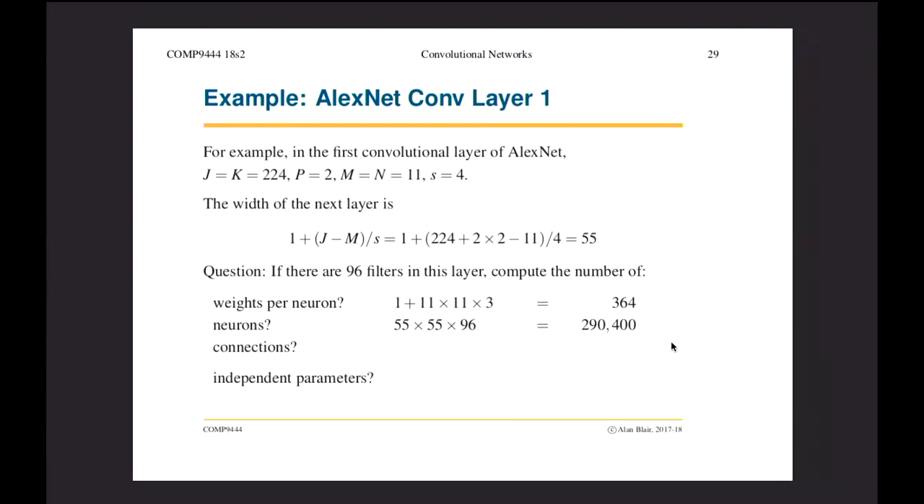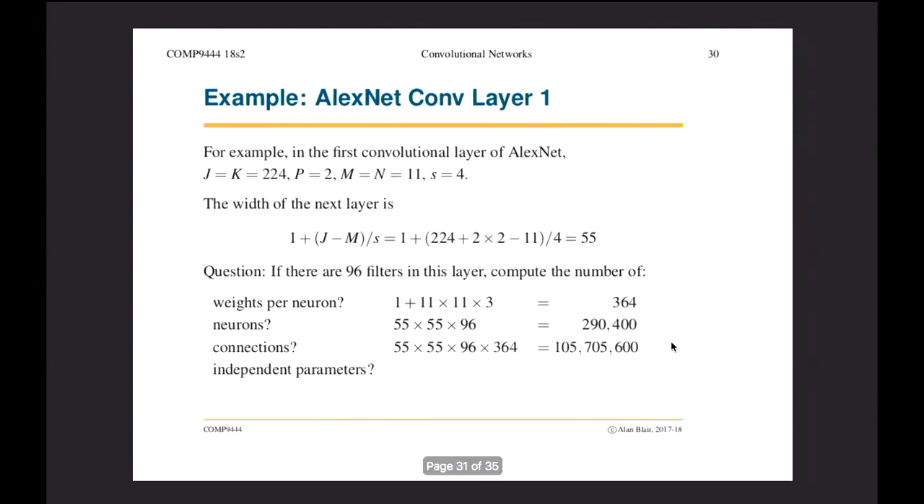How many connections? Well, we multiply those two numbers together, which turns out to be this. 105 million. And this is just in the first layer, remember. And how many independent parameters? Well, for each filter, we've got 364. And how many filters are there? 96. So it's 96 times 364. So we're getting pretty serious here. We've got 34,944 free independent parameters just in the first layer.